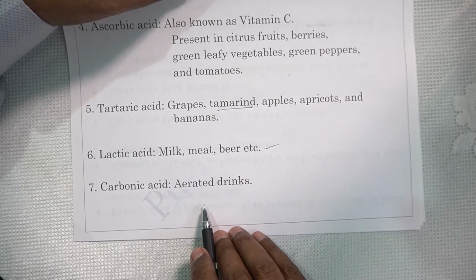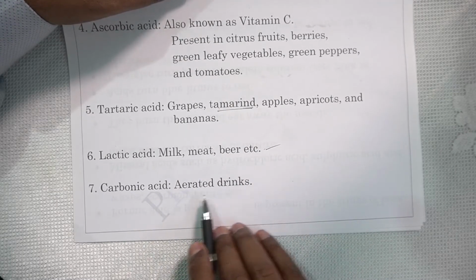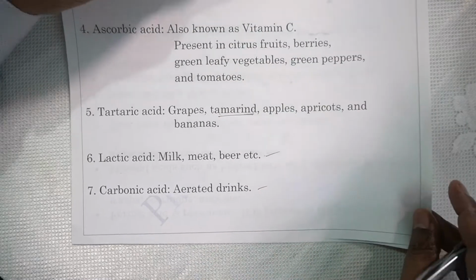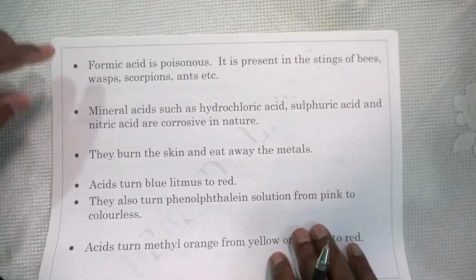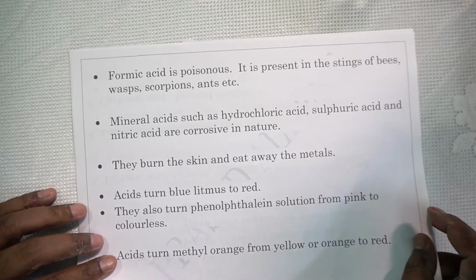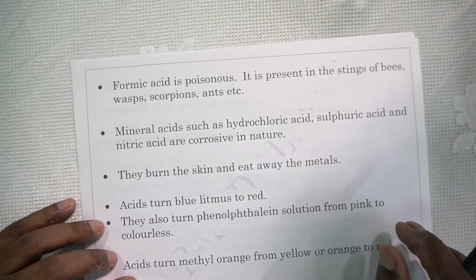And then carbonic acid is very commonly available. It is an artificially prepared one. It is in aerated drinks. All kinds of aerated drinks contain carbonic acid. The next thing to understand is that all acids are not edible. Some acids are even poisonous.